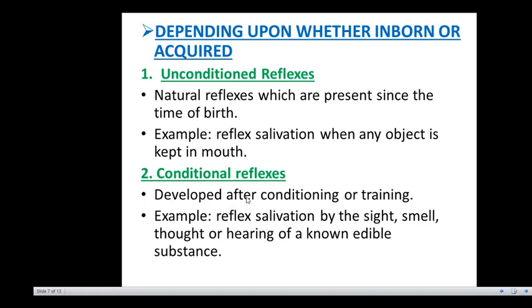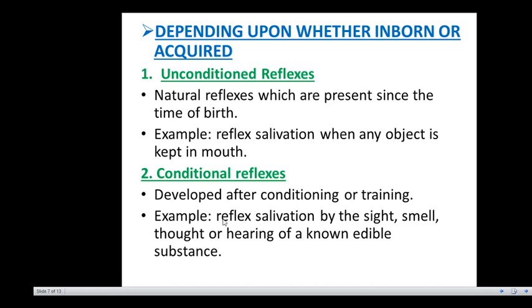Conditioned reflexes are those which are developed after conditioning or training. Please note down, this conditioned reflex needs some training. So that's why in simple words we say it is developed after conditioning or training.